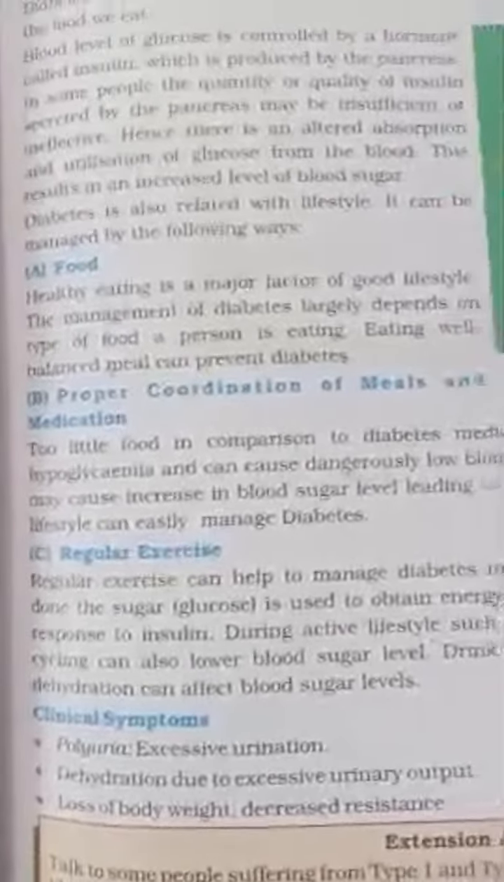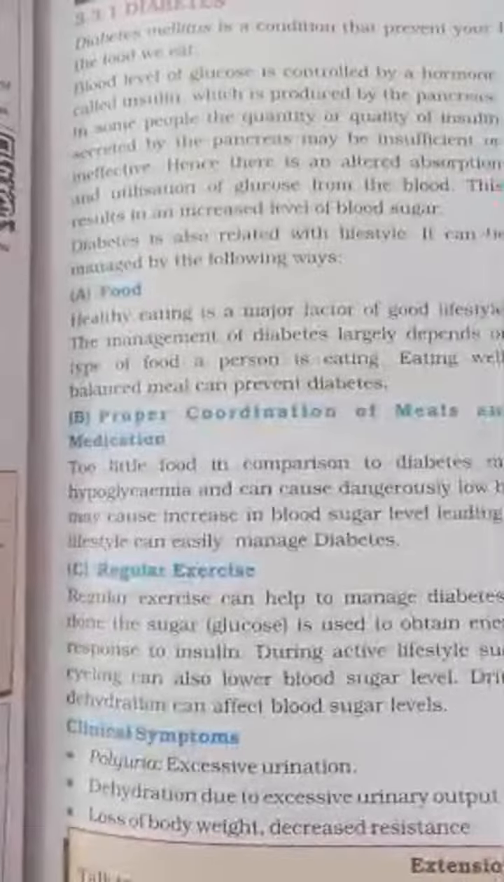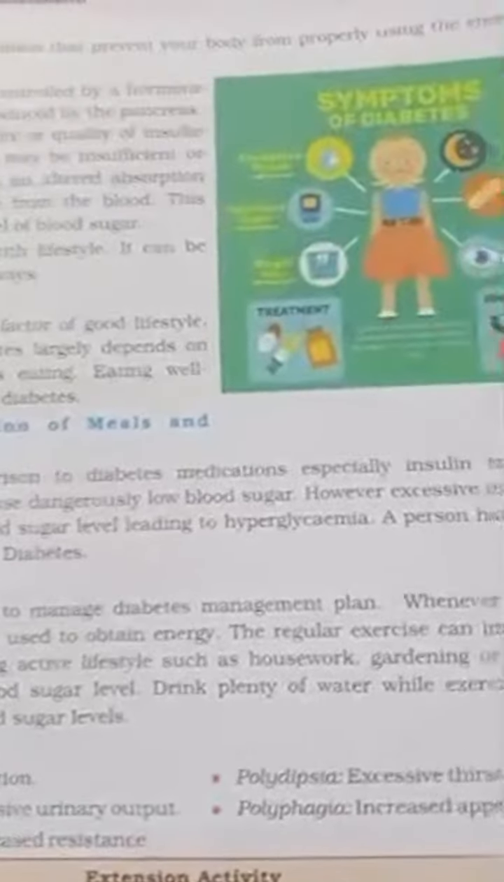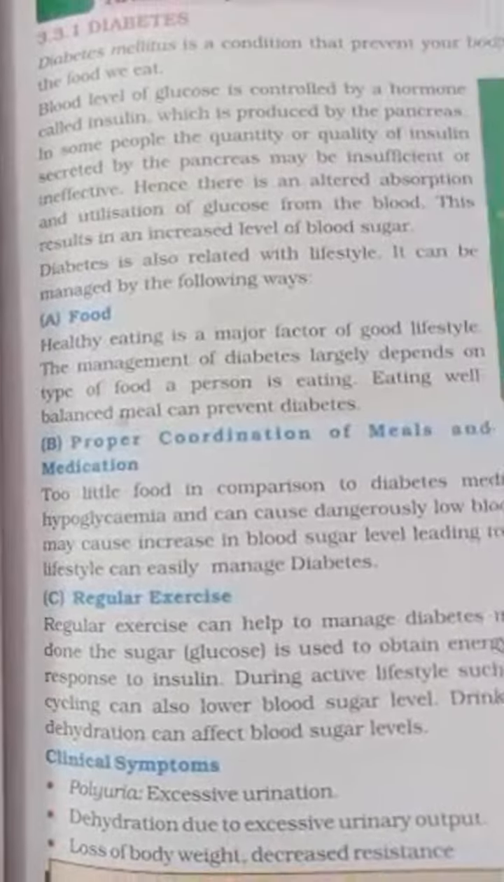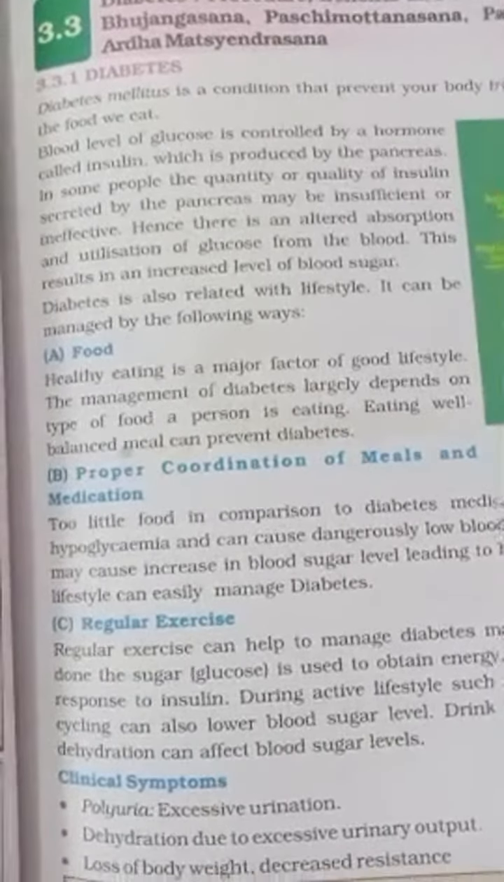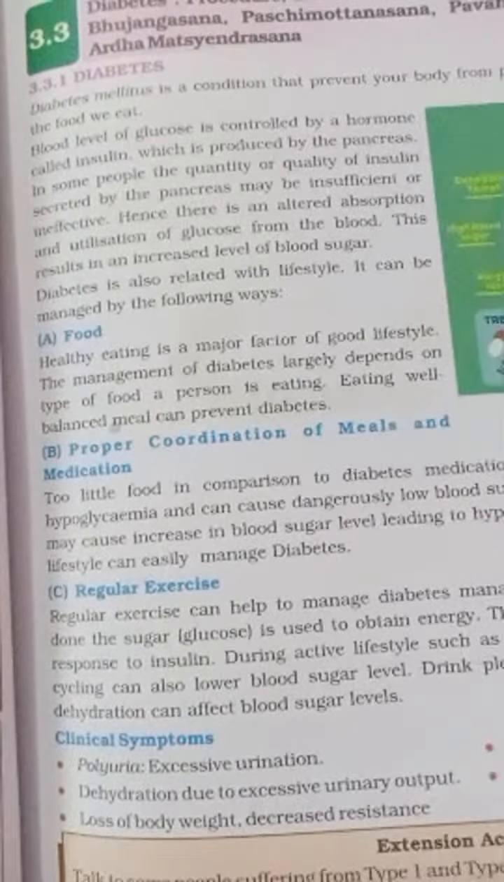Too little food in comparison to diabetic insulin may lead to hypoglycemia, and can cause dangerously low blood sugar. However, excessive intake of food may cause increase in blood sugar level, leading to hyperglycemia. A person having healthy lifestyle can easily manage diabetes, as I said.